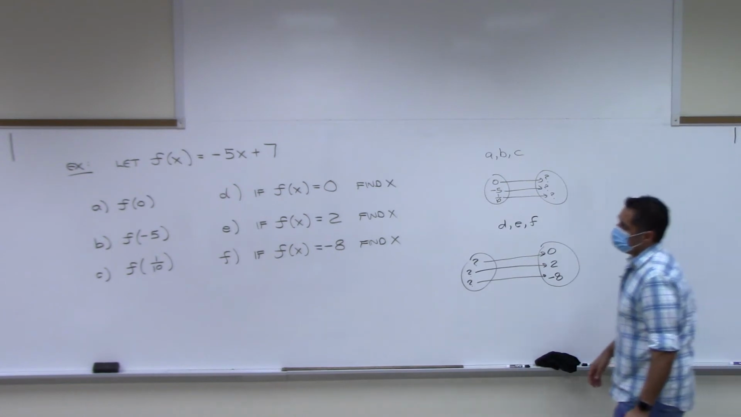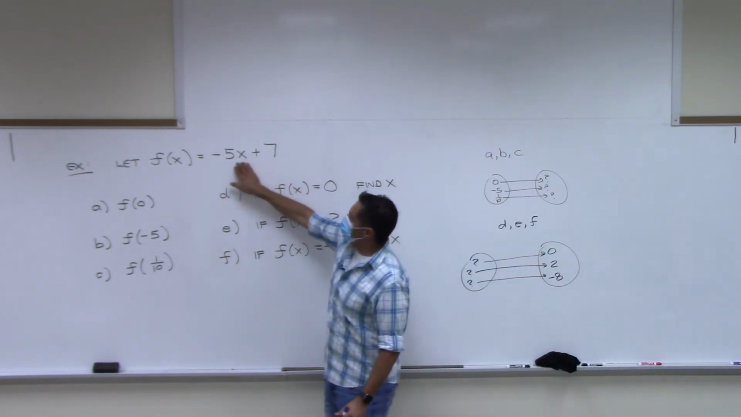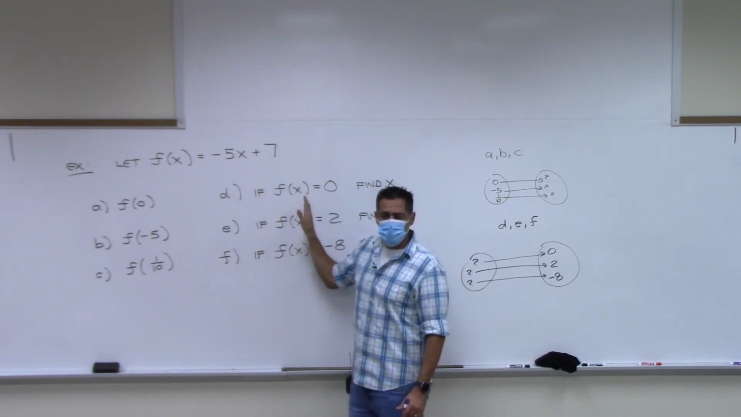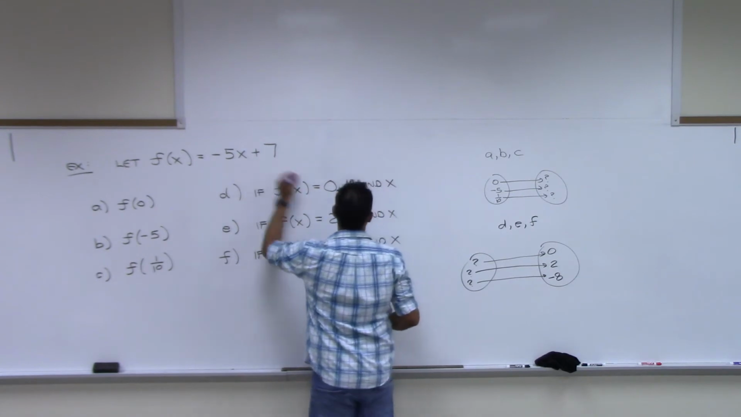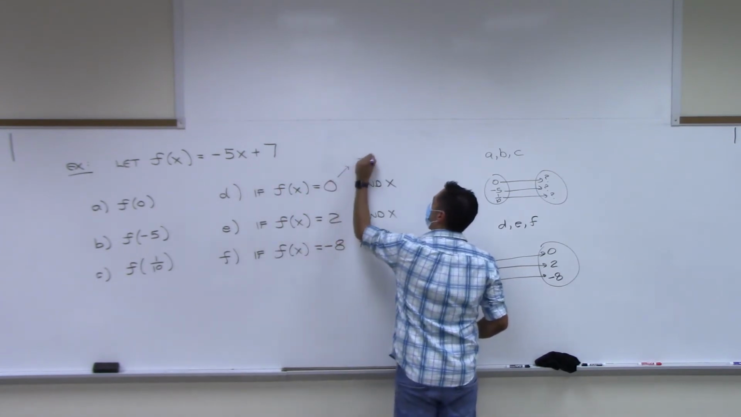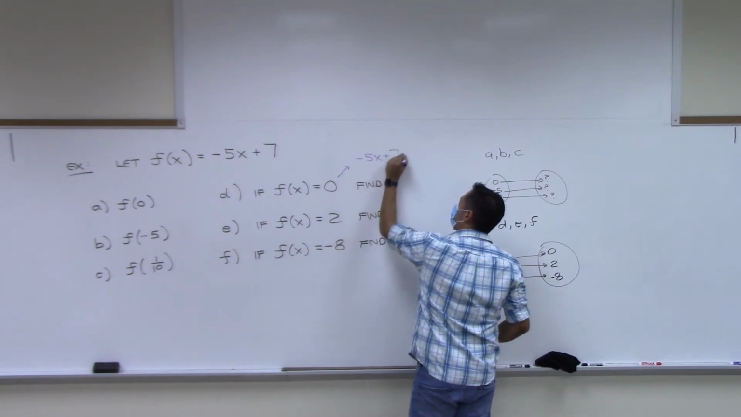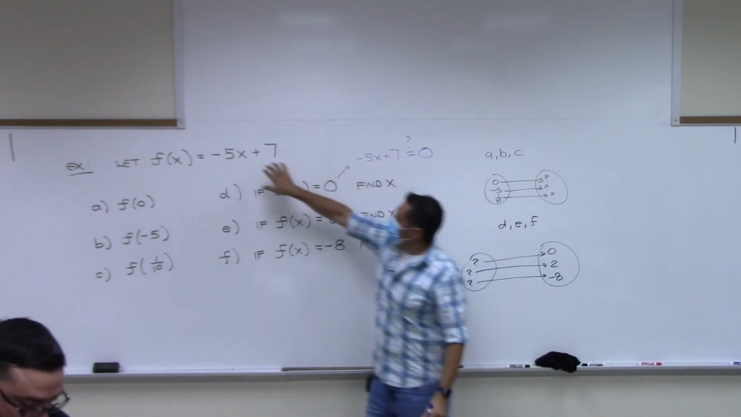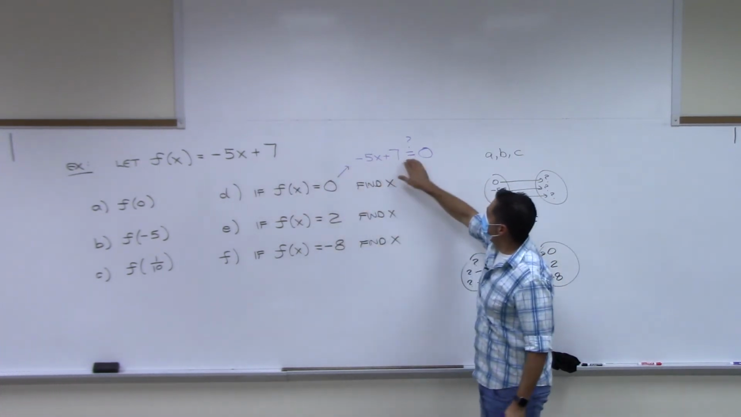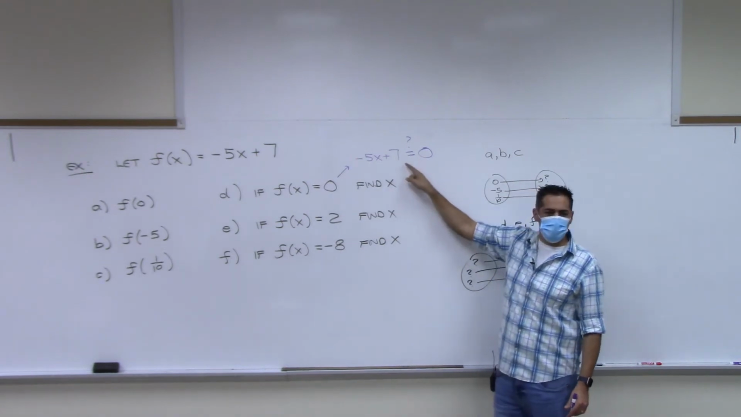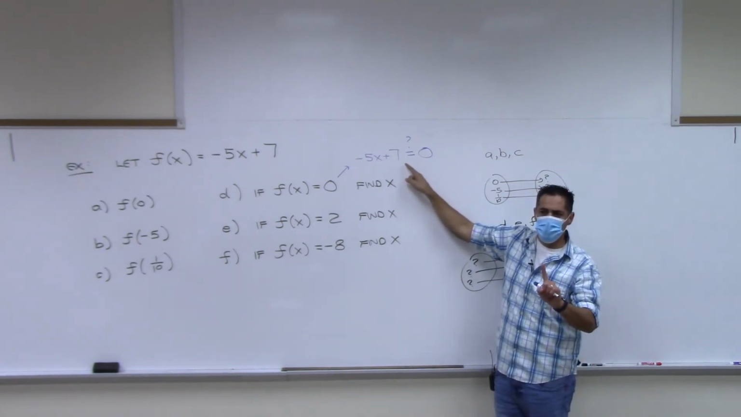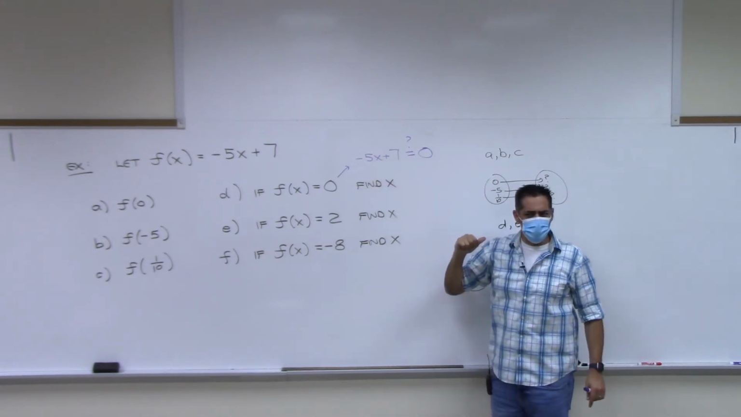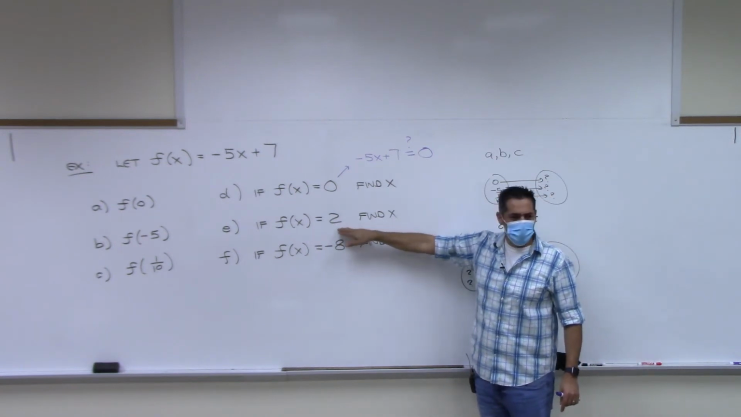Okay, so for D, what I'm asking is, what do you plug into this, right? What x do you plug in to get 0? What that really means is take that expression, negative 5x plus 7, and tell me when does it equal 0, right? So all you're doing is taking this function and setting it equal to 0. And then when you look at this, this is a linear equation in one variable, which is what we did in the beginning of this class. We just solve for x. Does that make sense?